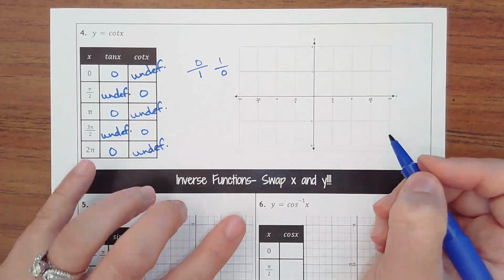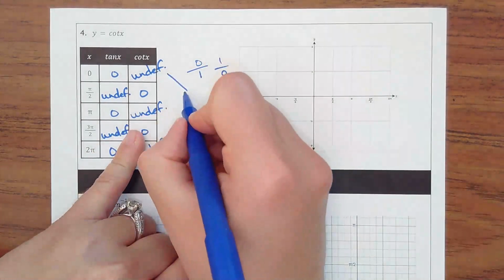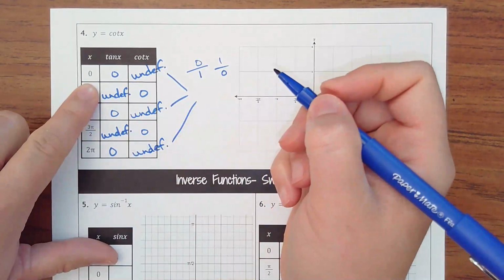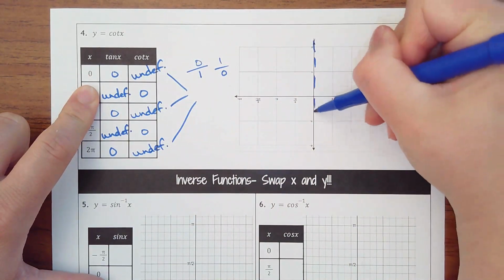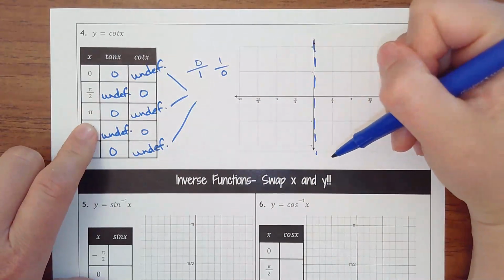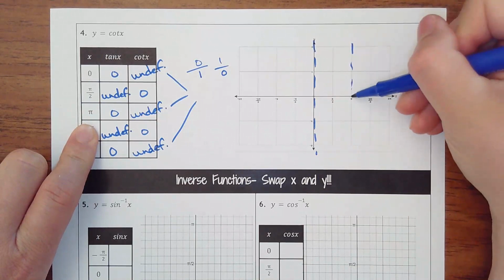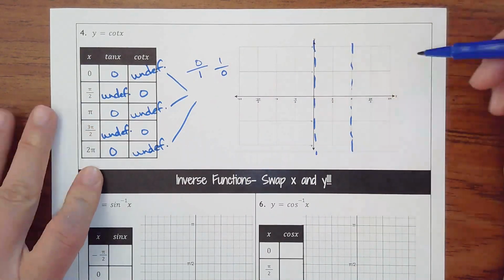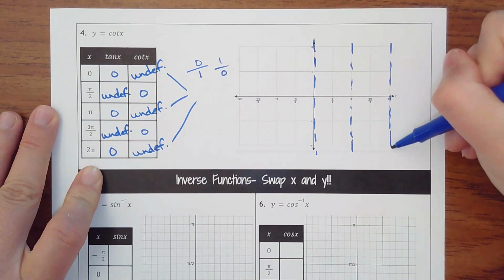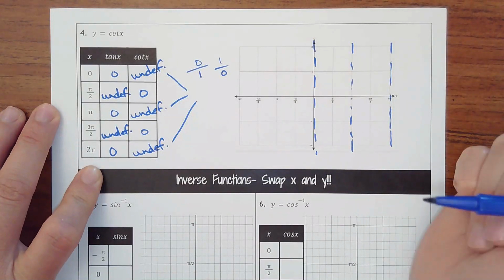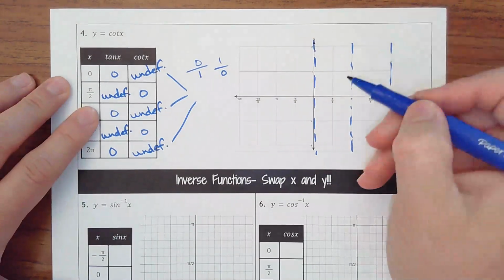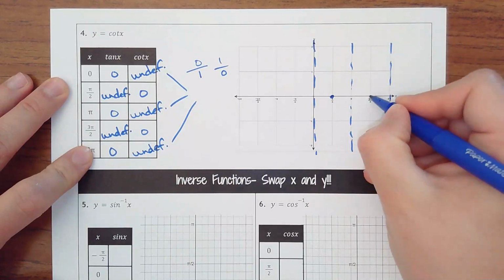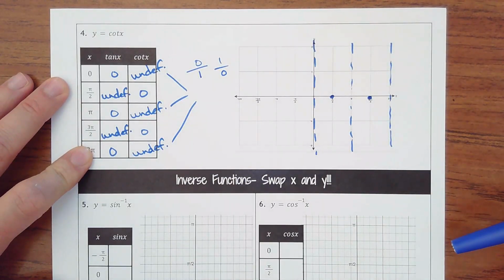Okay, so now I see that I have an asymptote. I'm actually going to have 3 of them that fit here. At 0, at pi, and at 2 pi. And then I'm going to have a point at pi over 2, 0, and 3 pi over 2, 0.